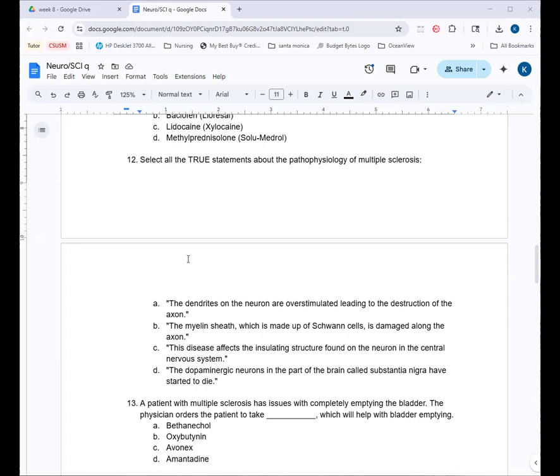It's just dumb. Anyway, number 12, select all of the true statements about the patho of multiple sclerosis.